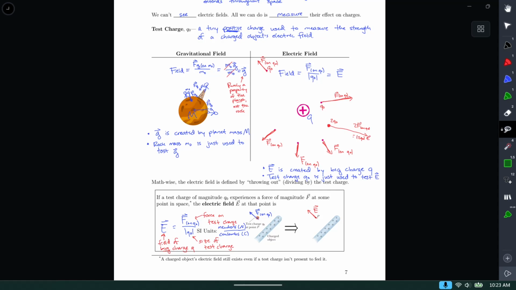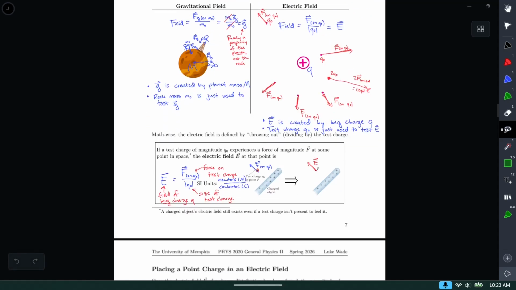It's something that's intrinsic to the charged object, just like every planet has a gravitational field, even if there's nothing that planet is pulling on. No one's living on that planet, for instance.